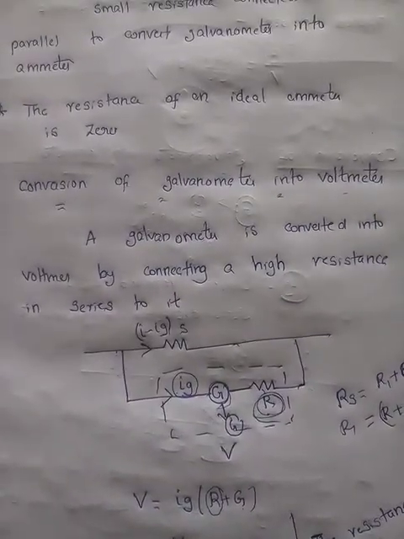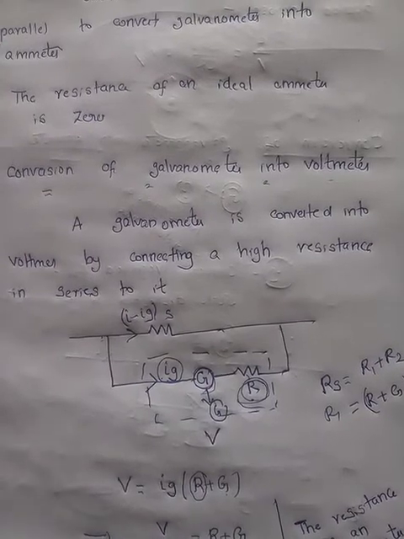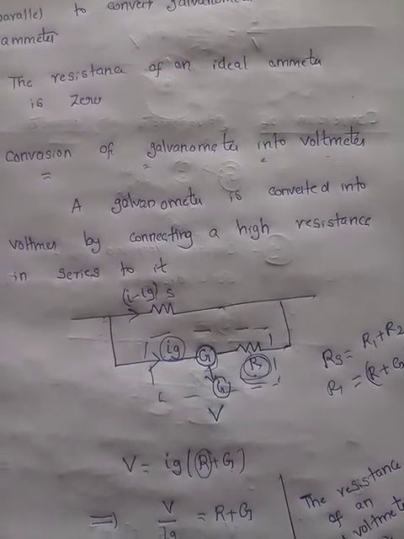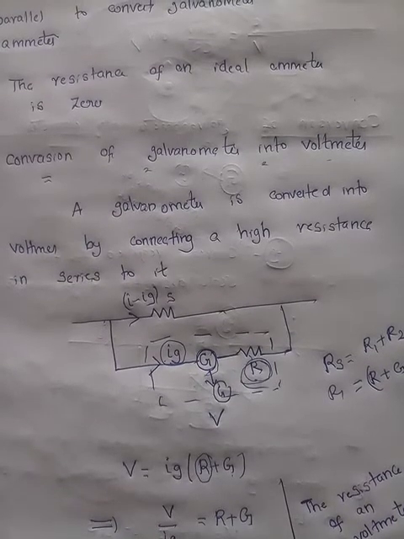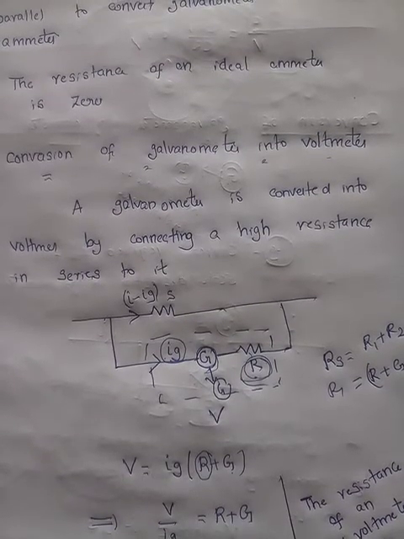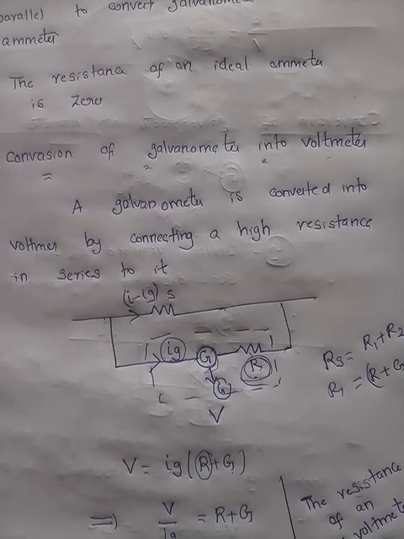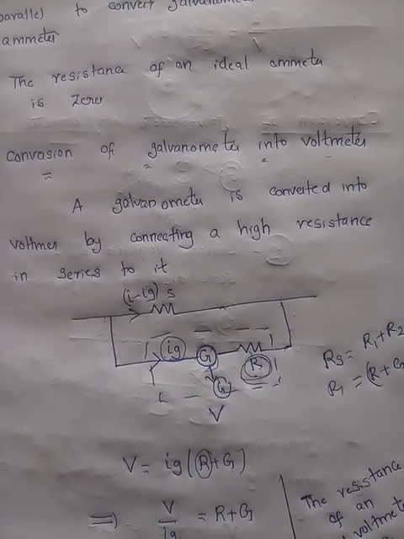So, this is about how to convert a galvanometer into a voltmeter and a galvanometer into an ammeter. Understood? With this concept, the chapter has been completed. In the next class, we are going to discuss some problems based on this chapter. Thank you, students.